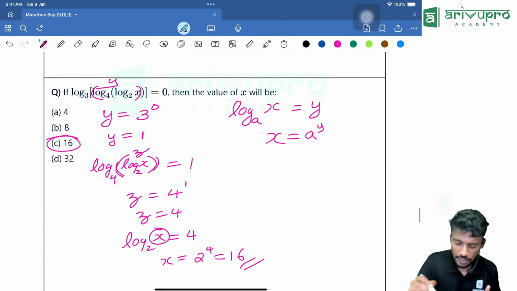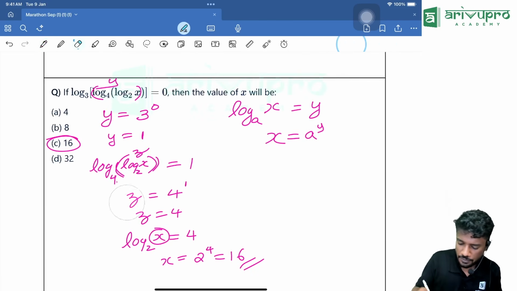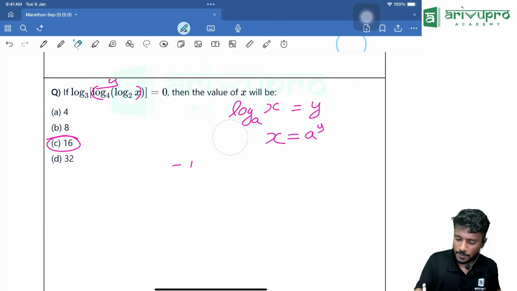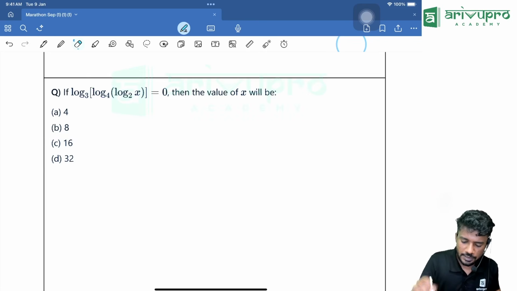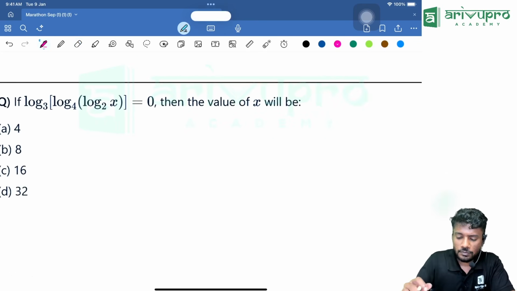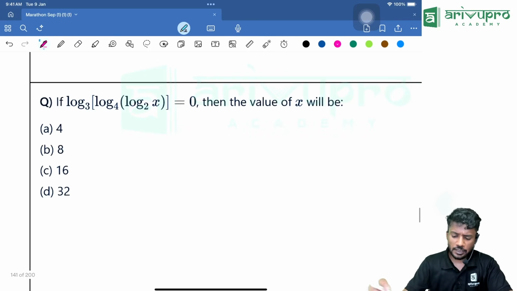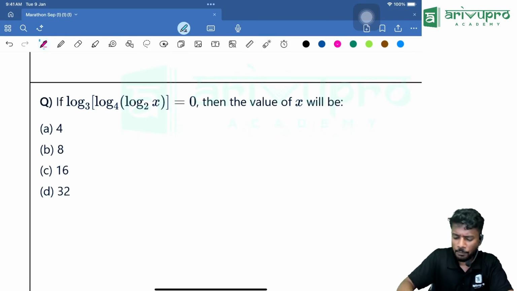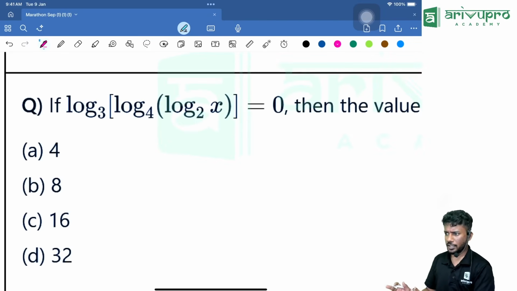Did you get the logic? I'll do it again. Don't worry. If you want to do option hitting, you can do that. That is also completely fine. But otherwise, we are doing it in this way.